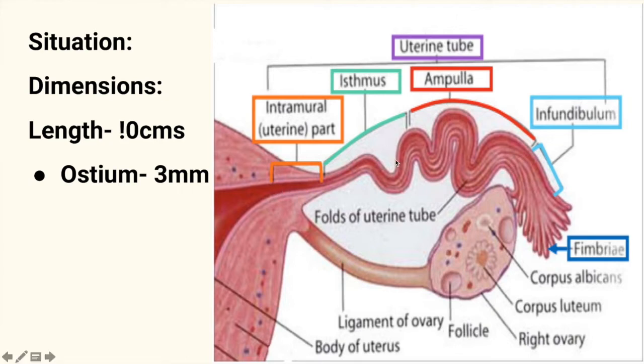So these are the parts of the fallopian tube from lateral to medial. First one is the infundibulum, having the fimbriated end, and it is funnel in shape. Next one is the thin, dilated, tortuous ampulla. Next one is the round cord-like isthmus. And next one is the intramural part or interstitial part.